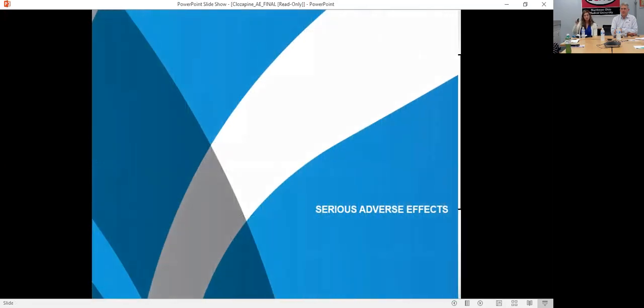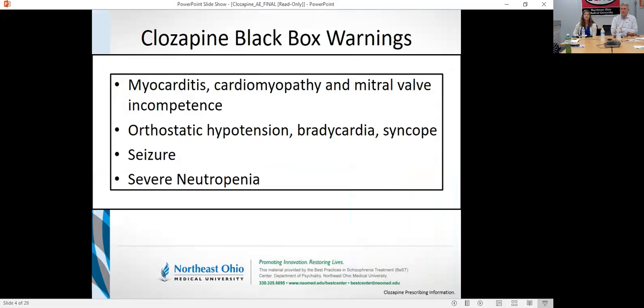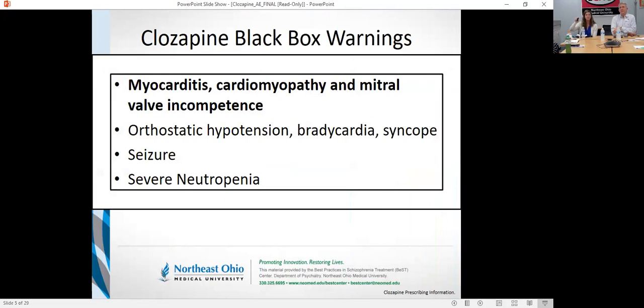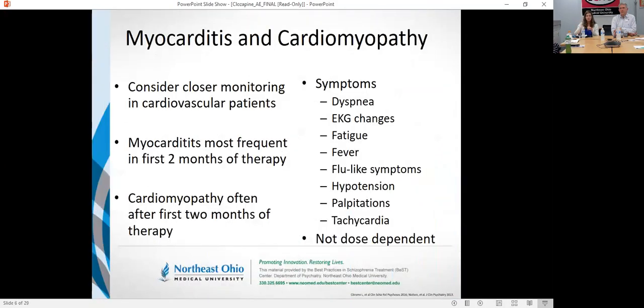We're going to start with the most serious adverse effects. These are the ones that are officially on the clozapine package insert, and we'll move through each one looking at what we might be able to do to manage them effectively. Myocarditis, cardiomyopathy, and mitral valve incompetence is the first block. It is recommended that patients being put on clozapine have relatively close monitoring if they do have a cardiovascular history.